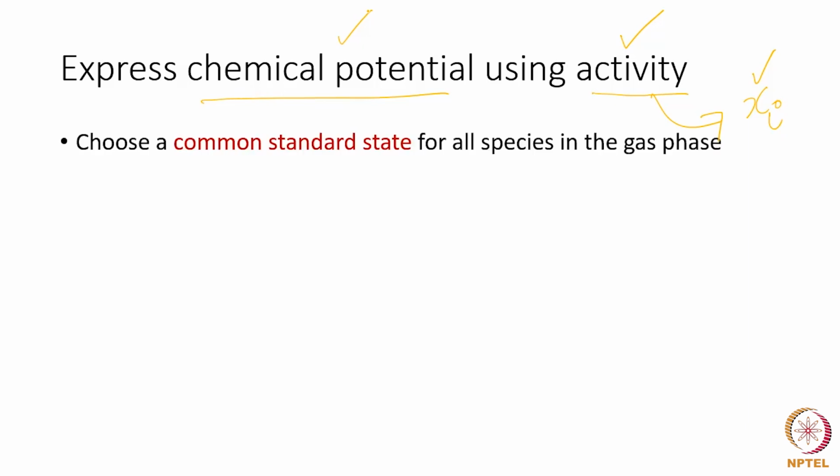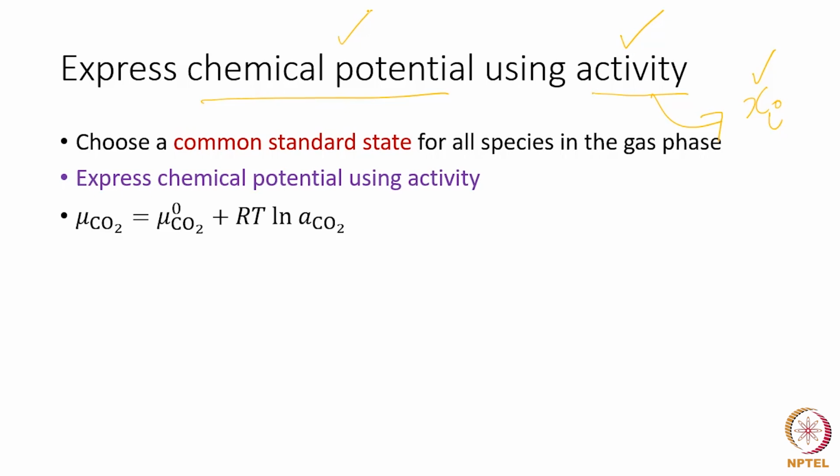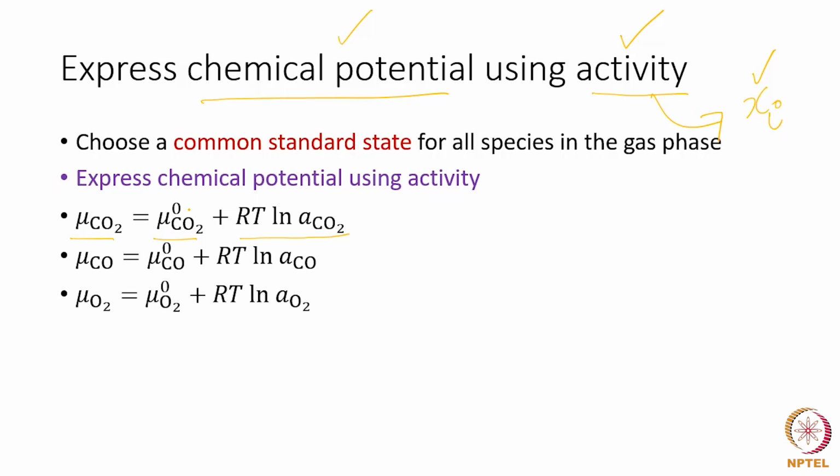It is very important to notice that when we write chemical potentials for all the 3 species, we have to choose the common standard state before we express them in terms of the activities. So the chemical potential of CO2 is written as the standard chemical potential plus RT ln a_CO2. The standard chosen here must be consistent with the other 2 species also. So we write the 3 chemical potentials in terms of the 3 activities as illustrated here.